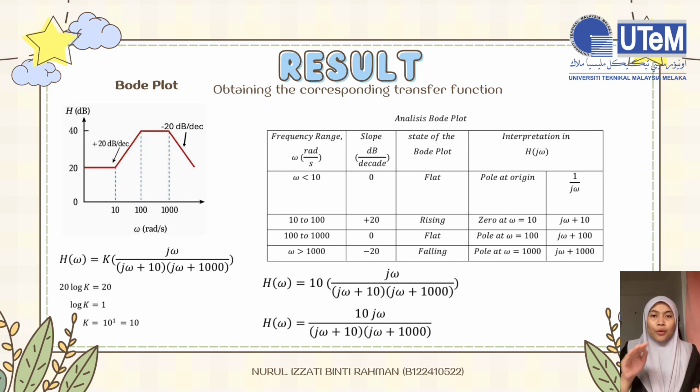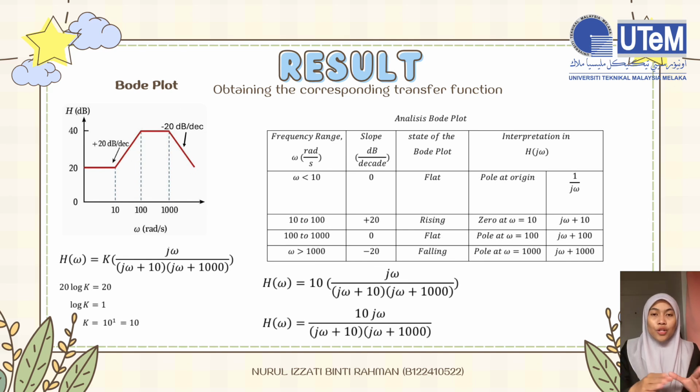After that, the plot becomes flat again, which indicates a pole at omega equal 10, again written as j omega plus 10 in the denominator. Finally, the plot falls at minus 20 decibel per decade after omega equal 1000, meaning there is another pole at omega equal 1000, written as j omega plus 1000. So the transfer function is H of omega equal k times j omega divided by the product of j omega plus 10 and j omega plus 1000.